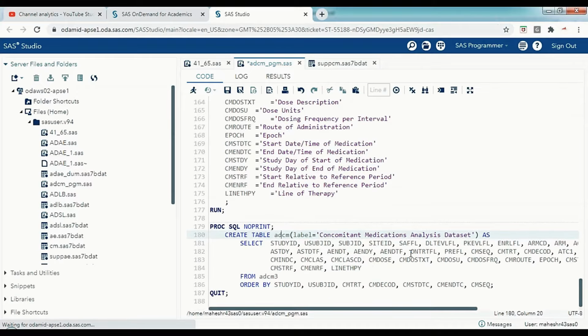So this is the overview of ADCM. Most of the ADCM, 90% of the ADCM, is like this only. If anything is added that is new for your study analysis, then only we add that variable and derive it. Okay.